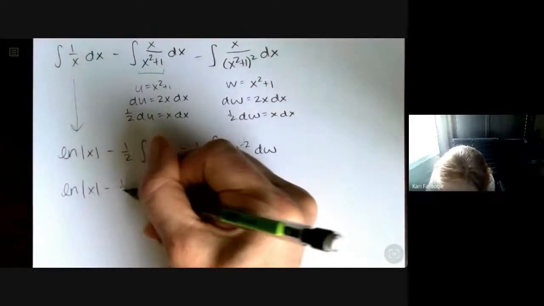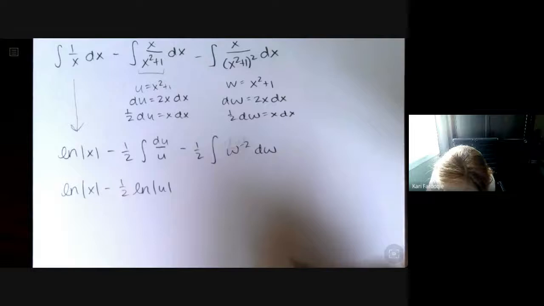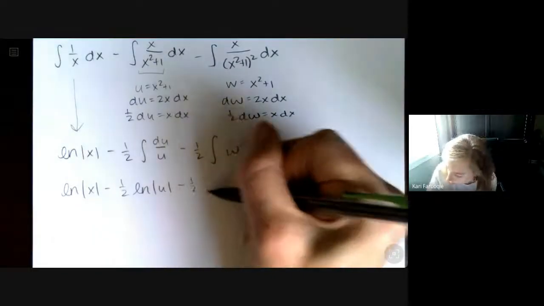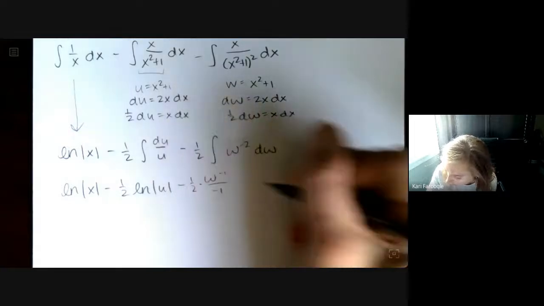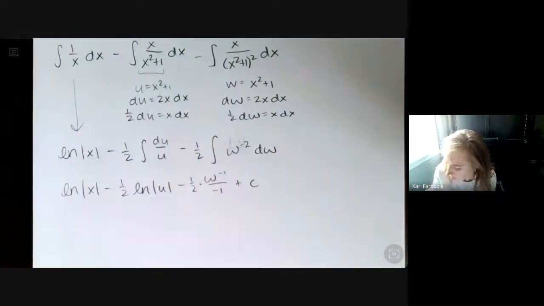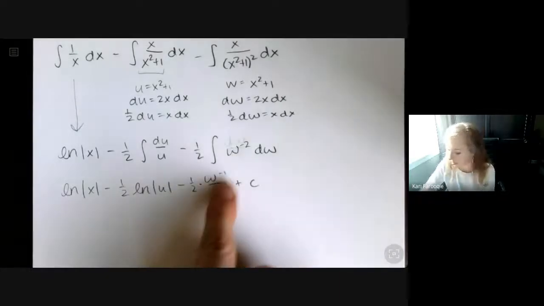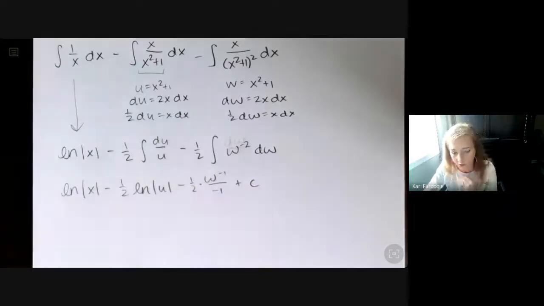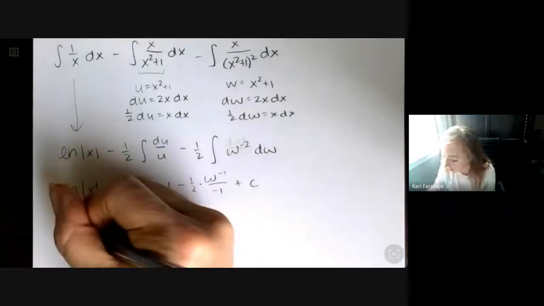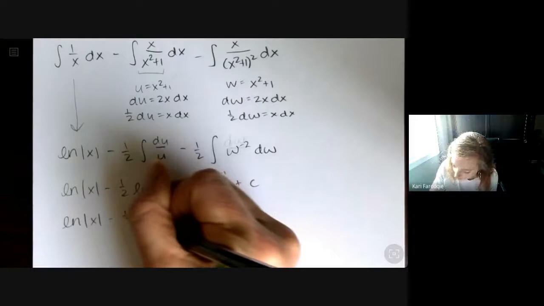So you'll have minus 1/2 ln absolute value of u minus 1/2 w to the negative first divided by -1 plus c. You're going to get used to doing this integral all the time, by the way. It's going to pop up so much in partial fractions that you're going to see this, and you're automatically going to write it as -1 over w, and that's fine. You're going to see it a lot. No need to reinvent the wheel every time.